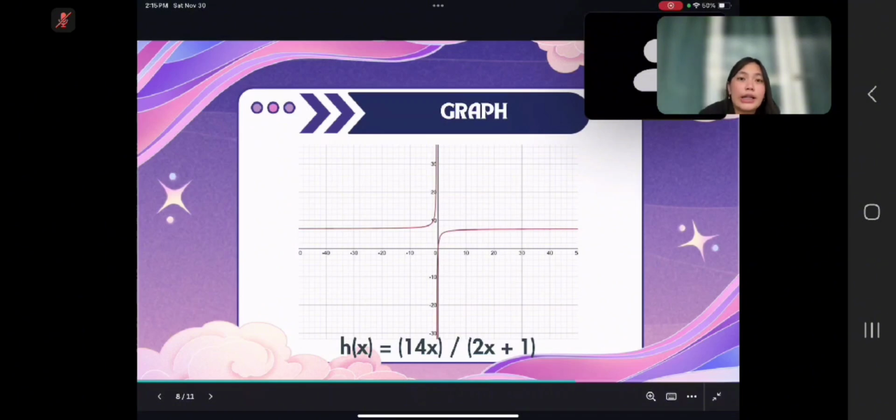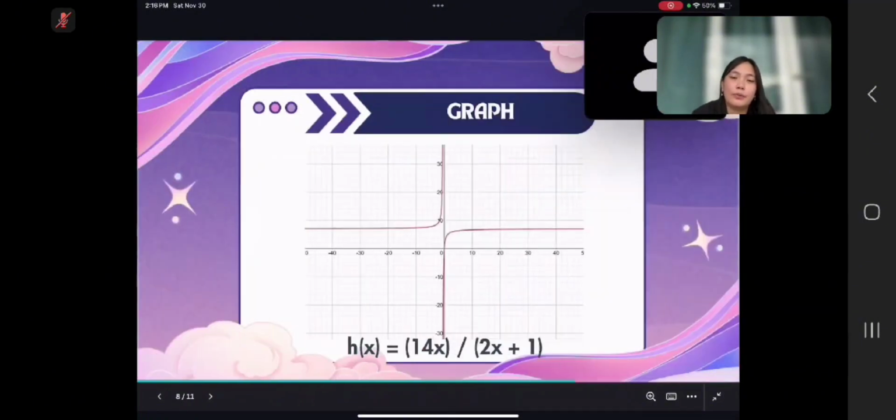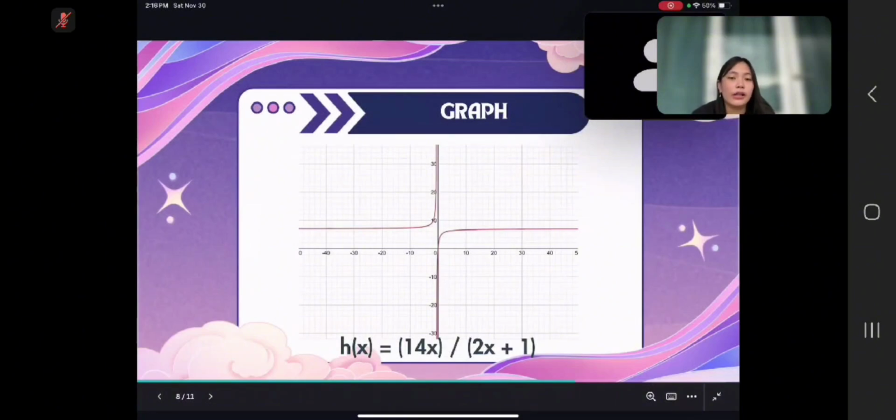So again, this example is not consistent. It may vary in the future because everything changes, and we cannot predict nature to stay constant. So for now, let us again refer to this final formula: h of x equals 14 times the quantity x over 2 times the quantity x plus 1.